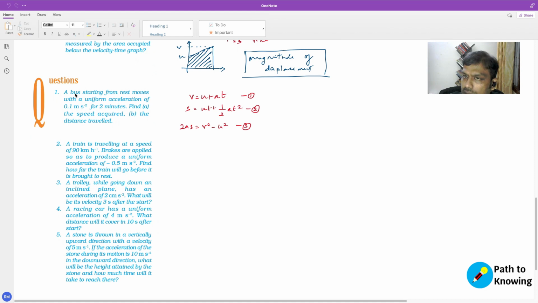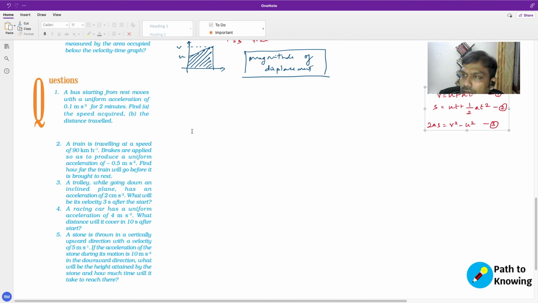So we're saying that the bus has started from rest and moves with a uniform acceleration of 0.1 meters per second square for 2 minutes. Which means that the initial velocity of this bus is 0, u is equal to 0, and the acceleration is 0.1 meters per second square, and the time it has taken is 2 minutes. So t is equal to 2 into 60 seconds.